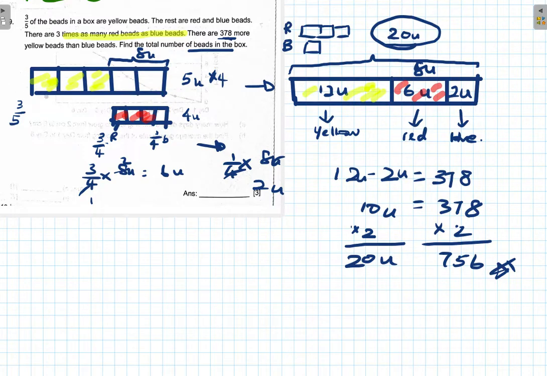20 units. So 3 boxes times 4, right? Here is 12 units. Then the remaining here will be 8 units. 3/4 of 8 units and 1/4 of 8 units. You can easily calculate 6 units and 2 units. Okay?